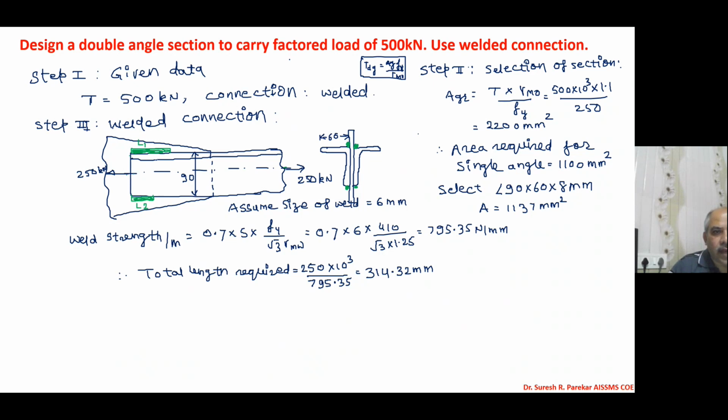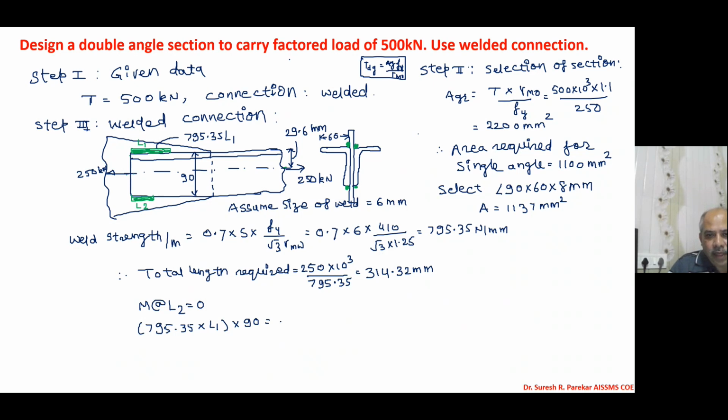Now we have to find L1. So the strength of this we have 795.35 into L1. So we will take moment about L2 equal to 0. So we have 795.35 into L1 into 90, and that is equal to 250, and we have this value 29.6, which is CXX or CZZ. You can see in the new steel table it is written as CZZ.